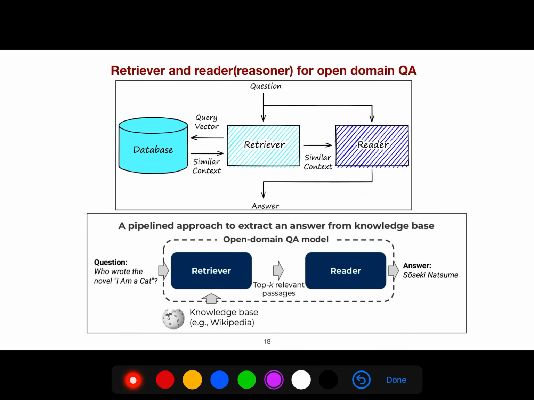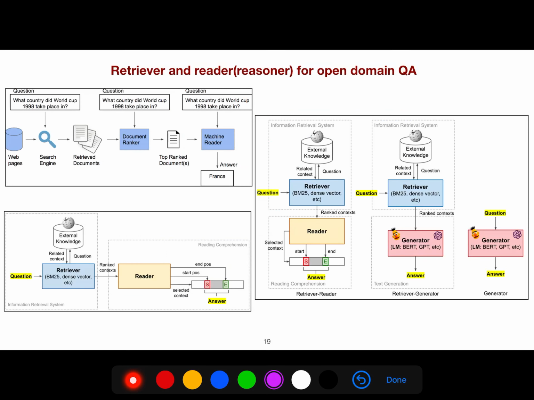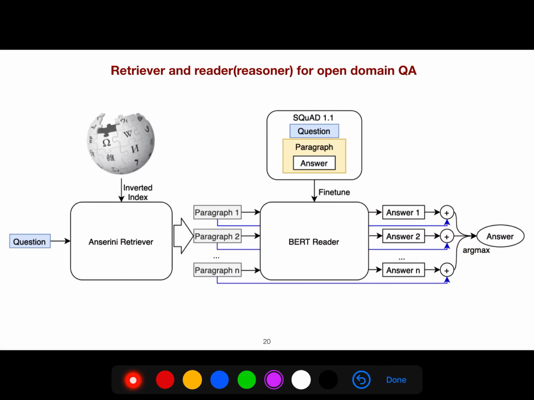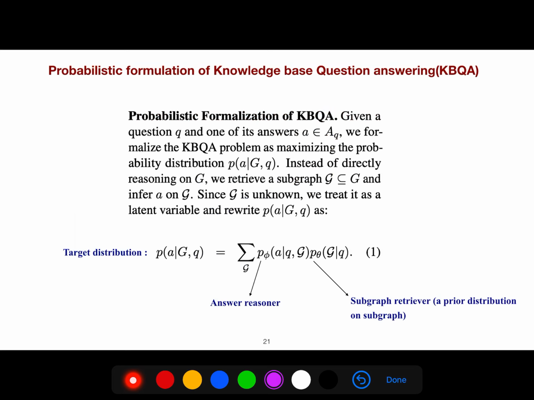And so you see, this is the general architecture. You have retriever and reader. Let's say reader is just a reasoner. And then you have seen different architectures in the past lectures. And so you can use BERT. And so this is the probability of target distribution. What is the probability of the answer given your graph and question? And we sum over all subgraphs.